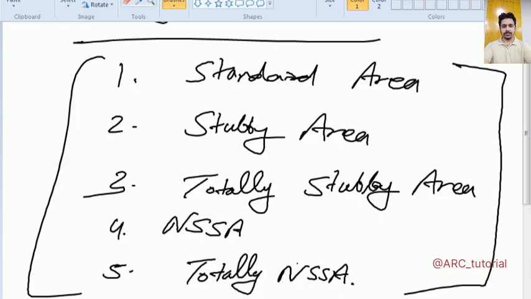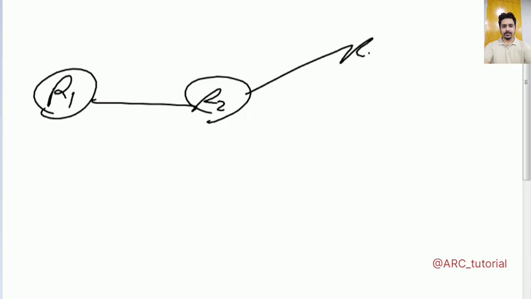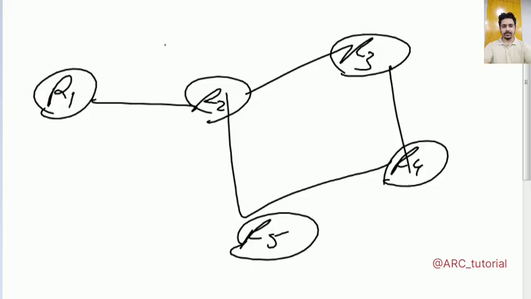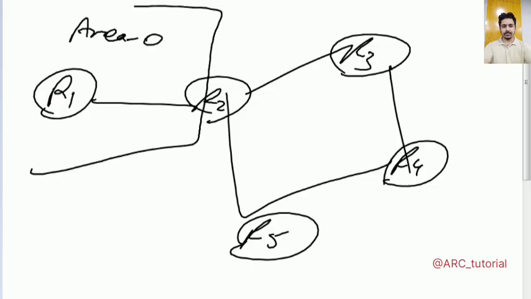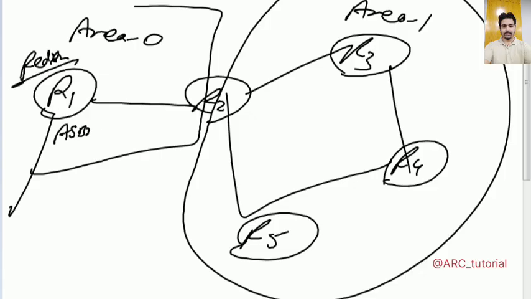Suppose we have routers R1, R2, R3, R4, R5, with area 0 and area 1. Now on R1 you perform some redistribution.